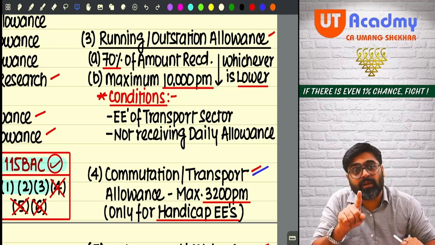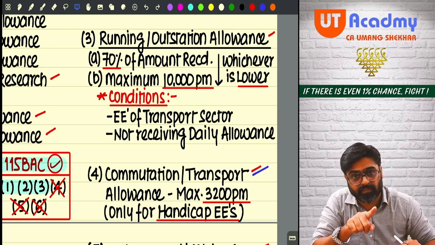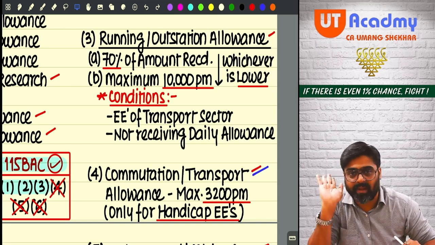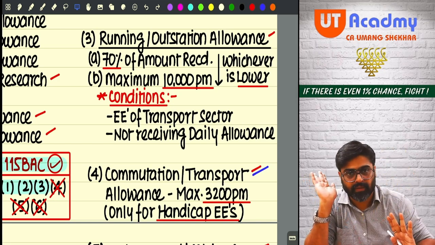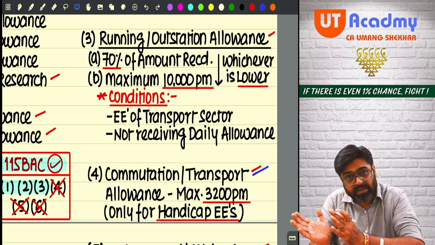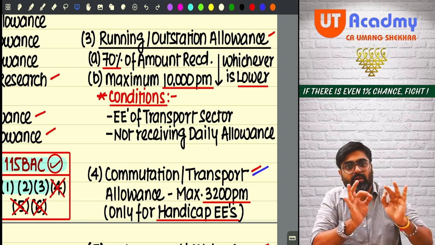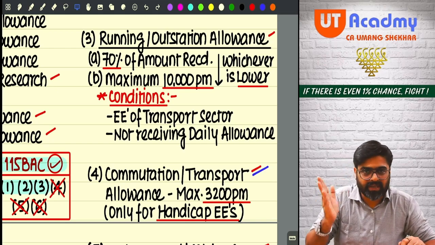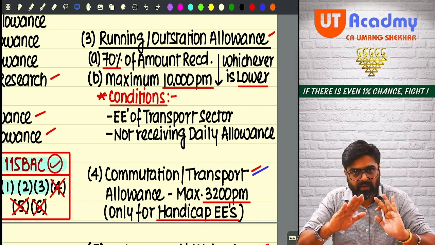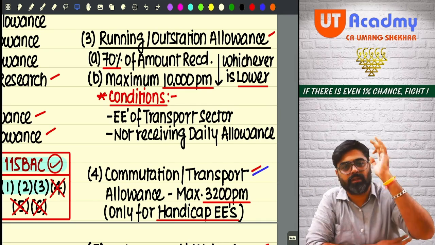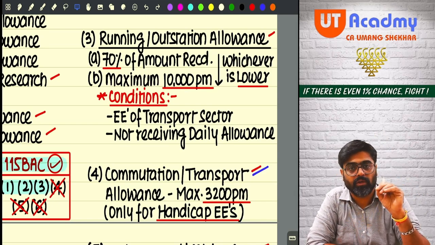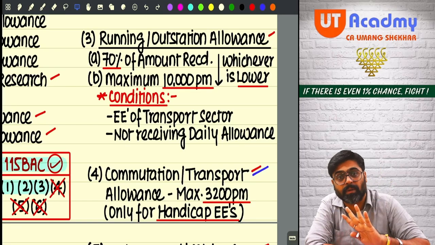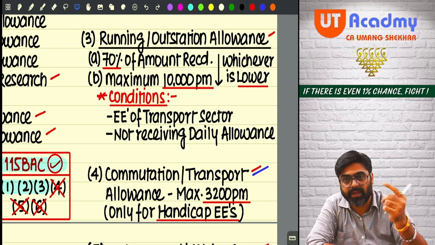So this is usually given to employees of the transport sector. If you are an employee of the transport sector, getting this type of allowance will be exempt to you under section 10(14). How much exemption you will get? 70% of the allowance received or 10,000 per month, whichever is lower, that will be exempt. So first take 70% of the allowance which you are receiving. For example, you are receiving 20,000. Take 70% of that, 14,000, or 10,000 per month, whichever is lower, that will be exempt.